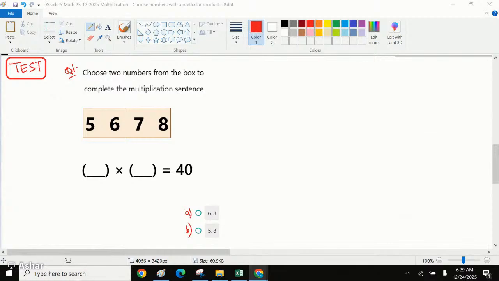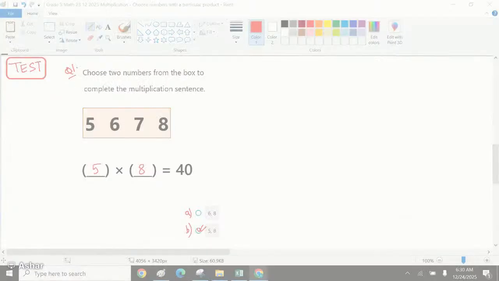Yes, thank you. Option B is the correct answer. That means 5 multiplied by 8. That is option B. Thank you. Let's click on option B. It shows we have the correct answer. Thank you. And let's try the next one.